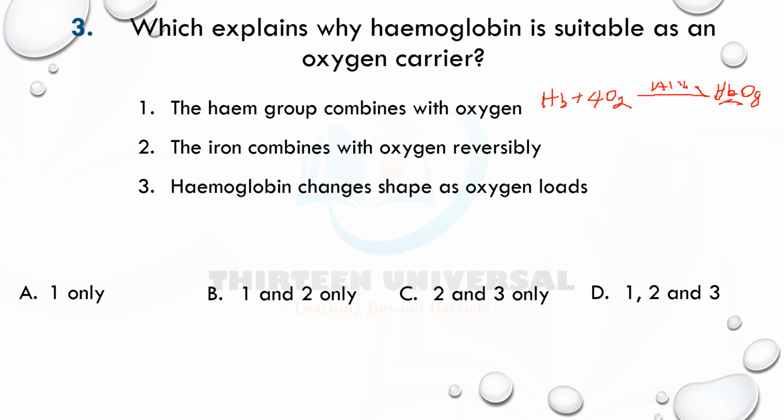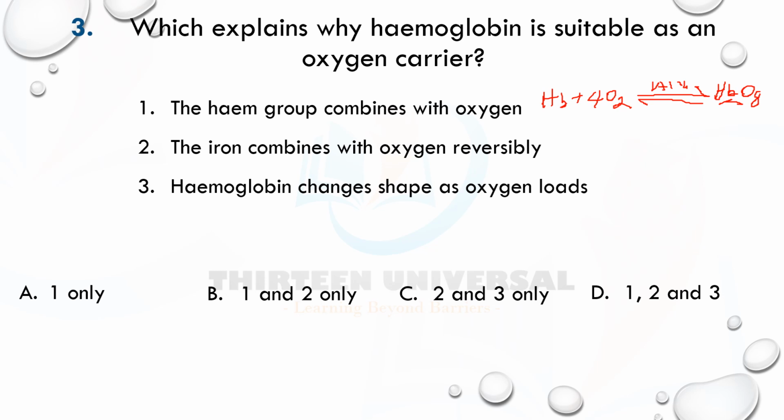But when it gets to respiring tissue, the backward reaction will occur because oxygen is needed. So this oxyhemoglobin would dissociate to give us hemoglobin and oxygen. Oxygen will diffuse into the tissues for aerobic respiration, while hemoglobin picks up hydrogen ions. All right, so it's reversible. That's correct. Hemoglobin changes shape as oxygen loads. Yeah, this is correct. That's how hemoglobin behaves.